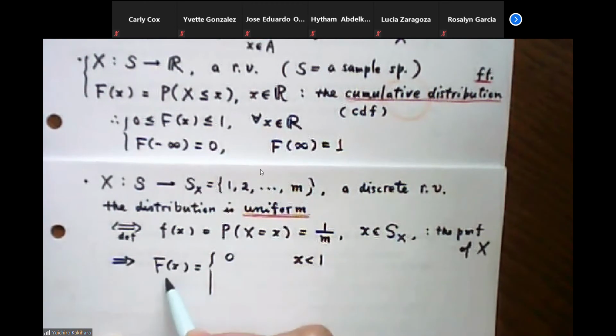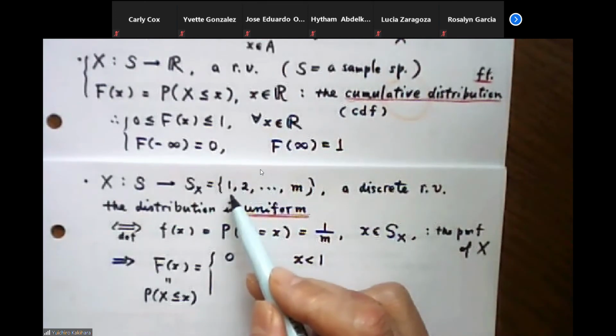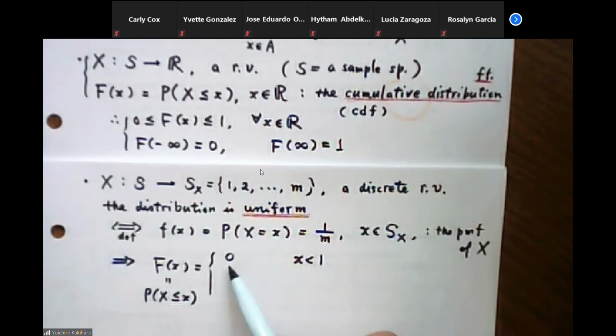Okay, let's see. This is defined by the formula: the probability that X is less than or equal to x is F of x, the cumulative distribution function. When x is smaller than 1, X can't be equal to that number, since it's at least 1. So this probability is 0. Make sense?